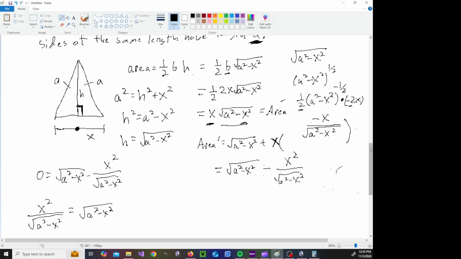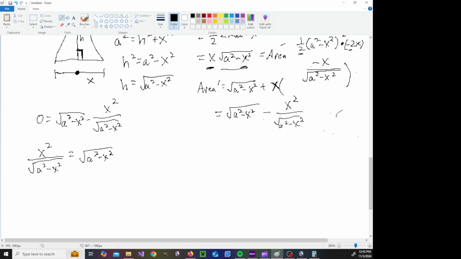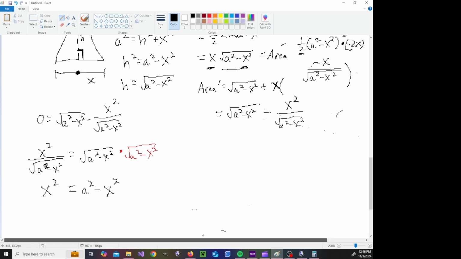Well, to get rid of this denominator, I want to multiply both sides by that denominator, the square root of a squared minus x squared. Well, that means I'm going to multiply the right-hand side by the square root of a squared minus x squared as well. Well, a square root times the same thing in the square root will cancel that square root out. And again, we multiply by the denominator, so we lose that denominator. So I have x squared equals a squared minus x squared. Well, hey, add the x squared to both sides to get 2x squared is equal to a squared.